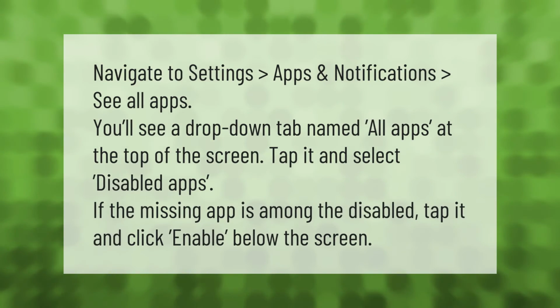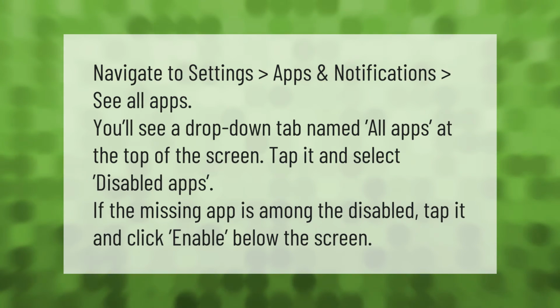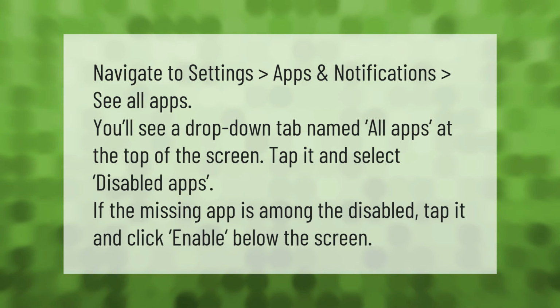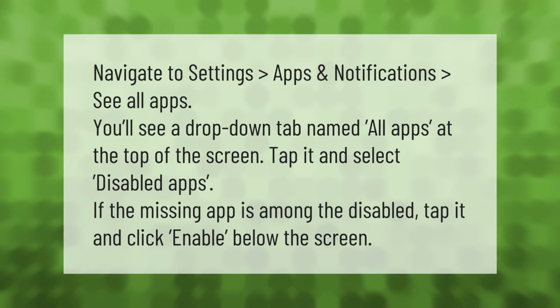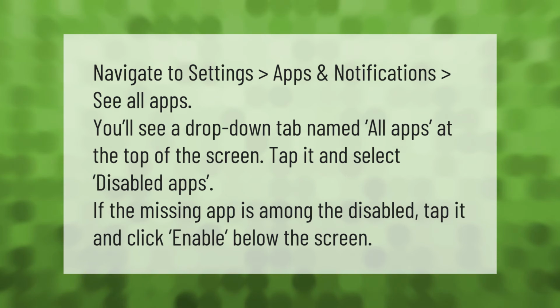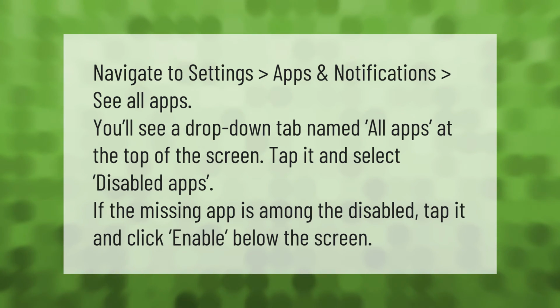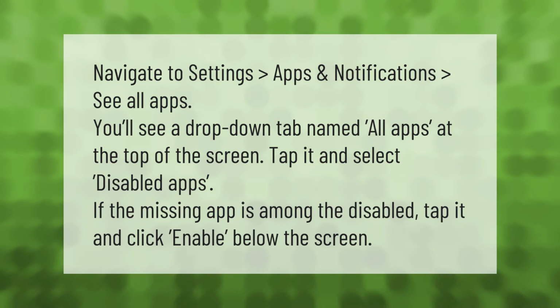Navigate to Settings, Apps and Notifications. See All Apps. You'll see a drop-down tab named All Apps at the top of the screen. Tap it and select Disabled Apps. If the missing app is among the disabled, tap it and click Enable below the screen.